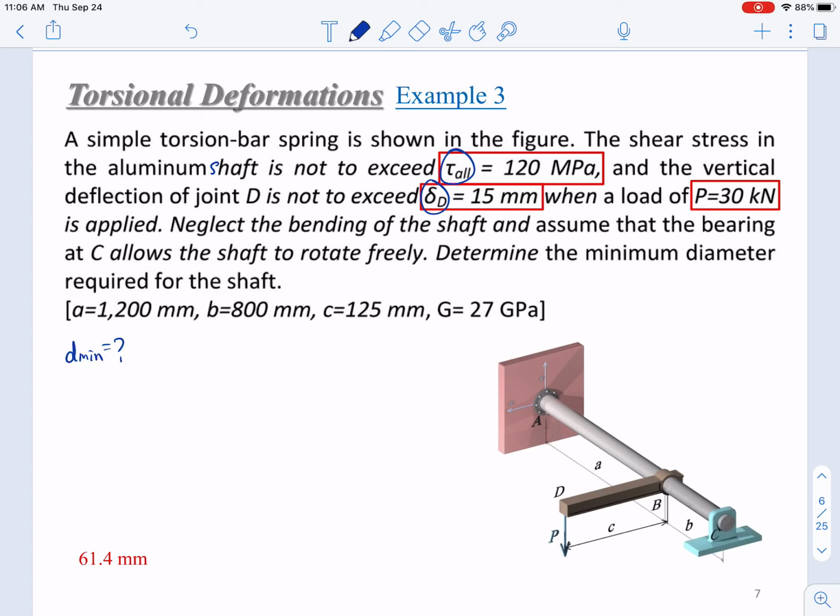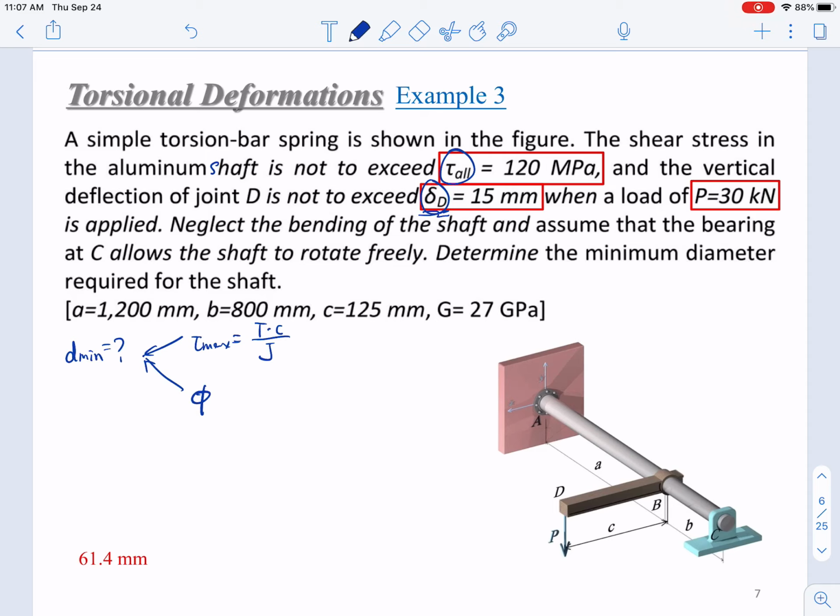But we have to fulfill two requirements, not only one. The first one is tau max. How to calculate the tau? That is Tc over J. And the second requirement is the delta, but we need to calculate the delta from the phi, the angle of twist. You will see later how we can connect them together.